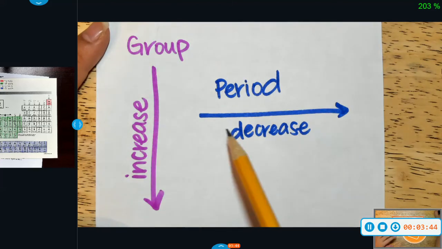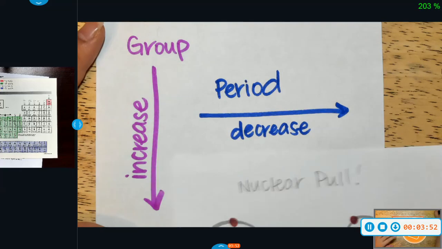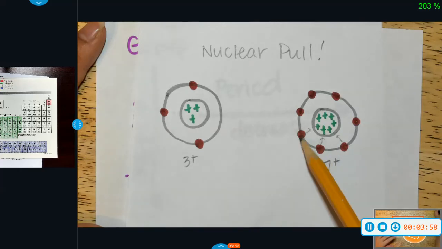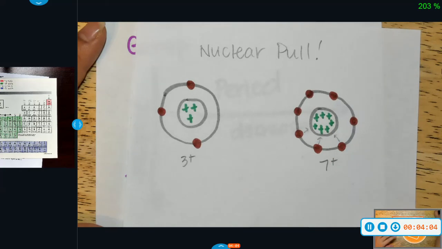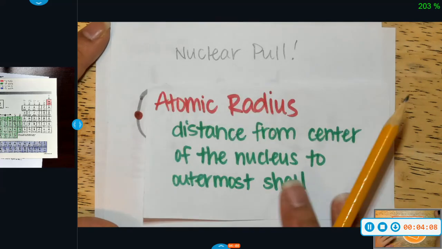And then as we move across the period, our atomic radius is going to decrease because of the nuclear pull. The more protons we have, the stronger our nucleus is going to be, and the smaller our atom is going to be, because our electrons are attracted to that stronger nucleus. And again, that is atomic radius.